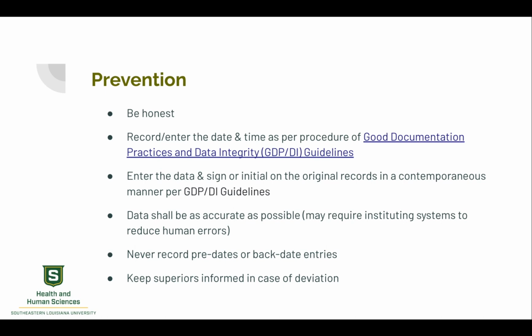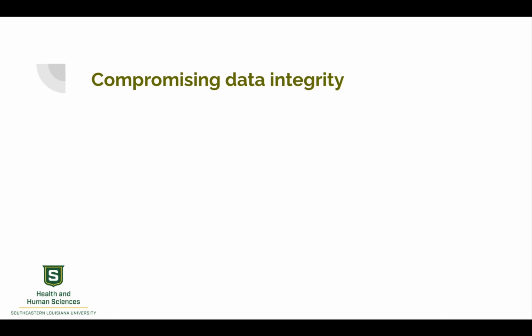So these are all the things that can happen in terms of minimizing deviation, or should deviation happen, there is somebody who is able to track it and correct that. So what are the ways in which data integrity can get compromised?